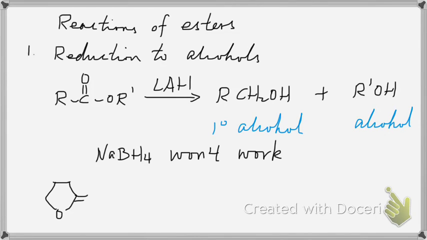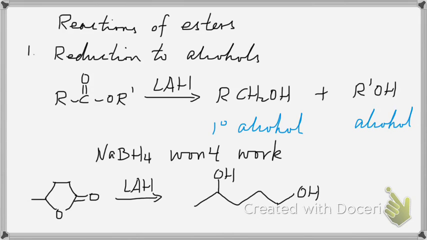All right? So let's take a look at an example when we have a cyclic ester. What will be the product when this cyclic ester is reduced by LAH? Remember, the ester linkage is cleaved. So you are going to get one alcohol from this R prime part. And the carbonyl carbon will be reduced to an alcohol. So in the product, you should have two hydroxy functional groups. Here is the product.